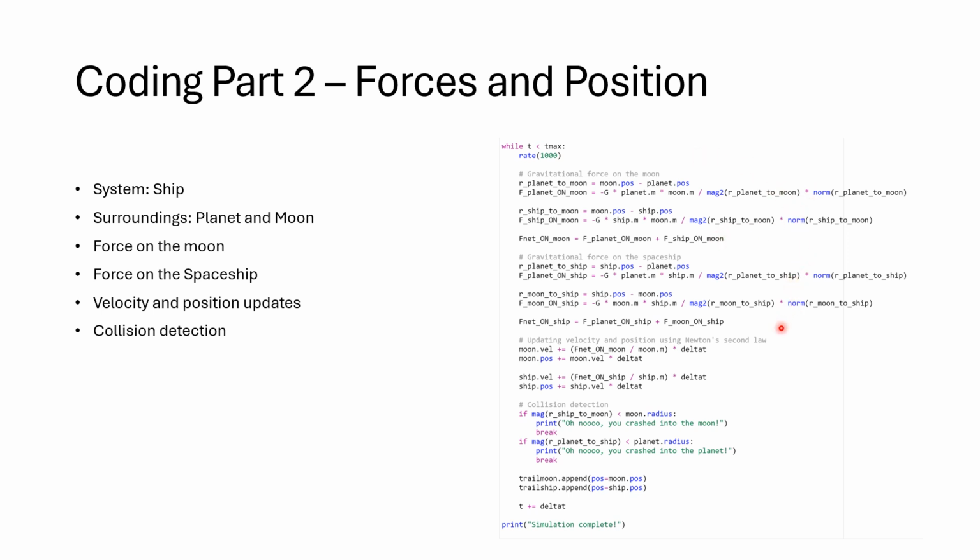We also have to calculate the gravitational force on the spaceship, which is also in orbit, but is affected by the forces of both the moon and the planet. So that calculation is done here. From here, we just have to update the velocity and position, and then check for collisions.